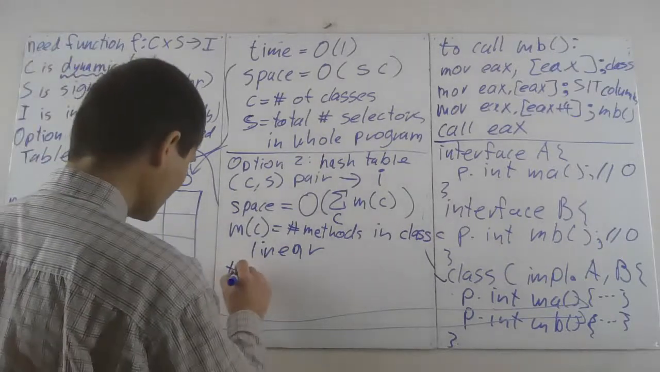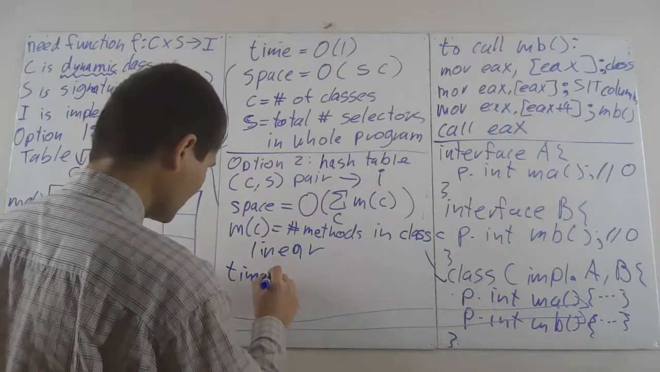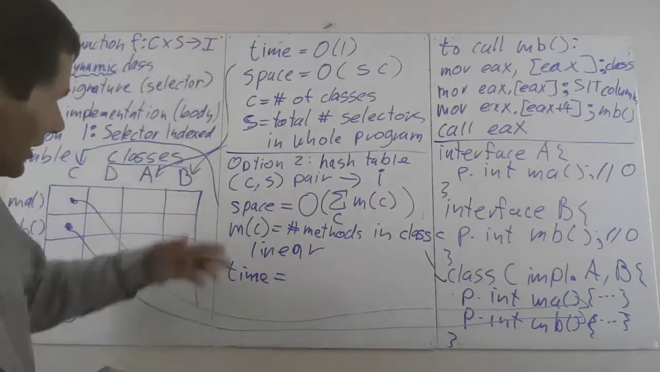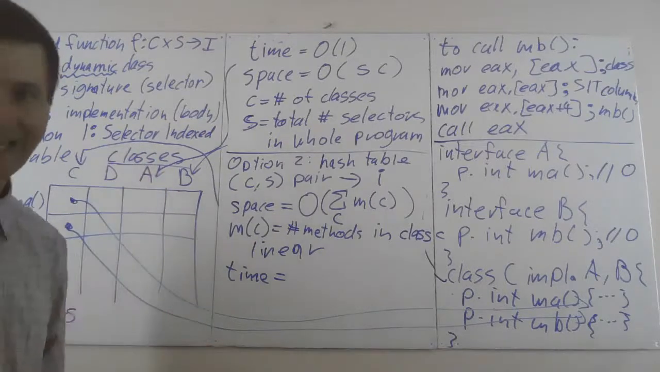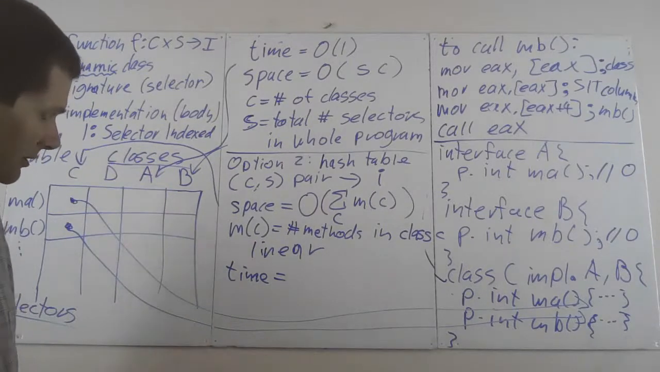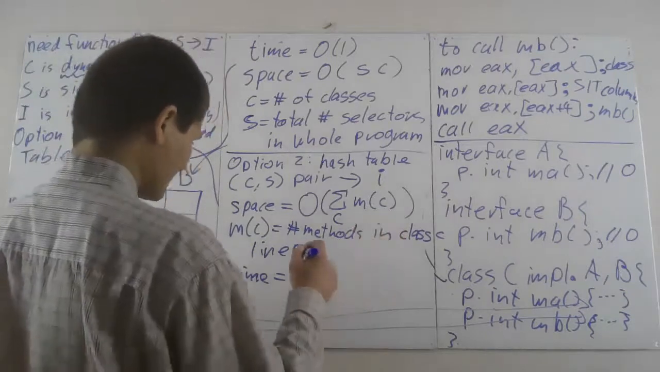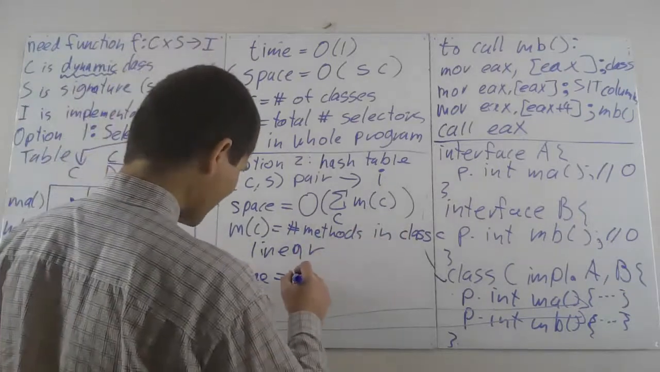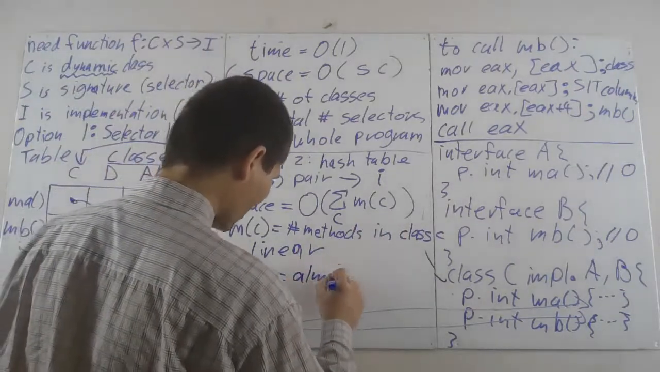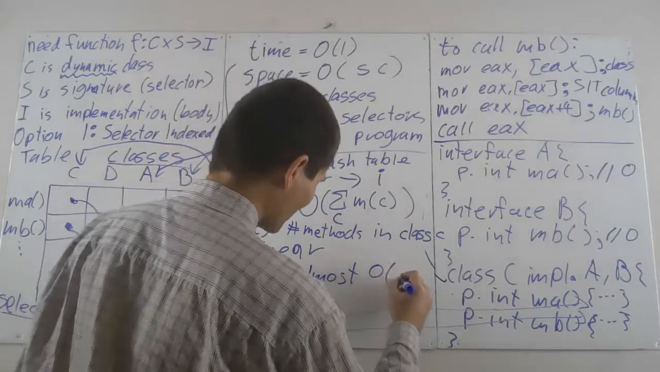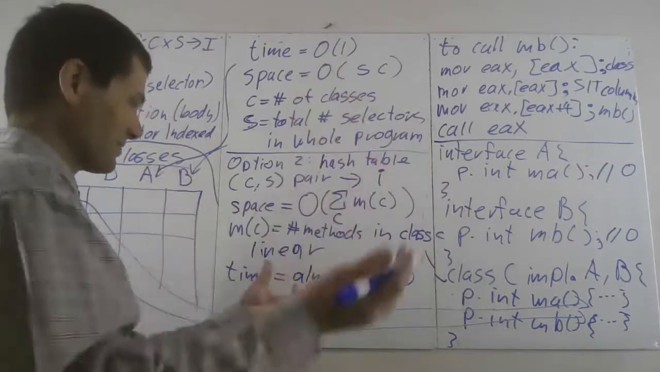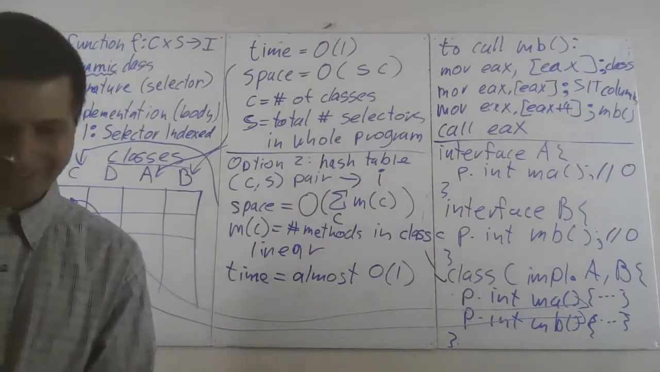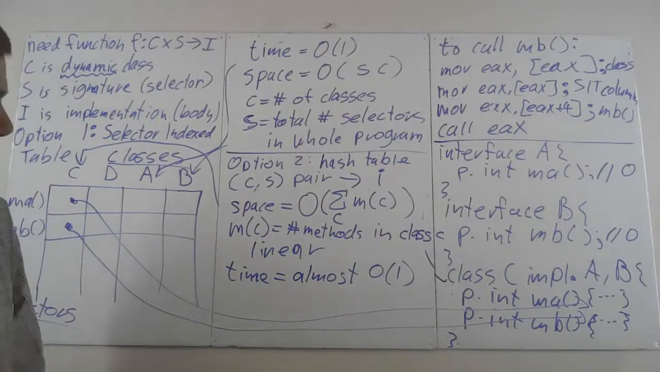Time. Well, is a hash table constant time lookup? It depends on what you do for collisions. I'm going to say almost constant time, right? The "almost" there is a weasel word.